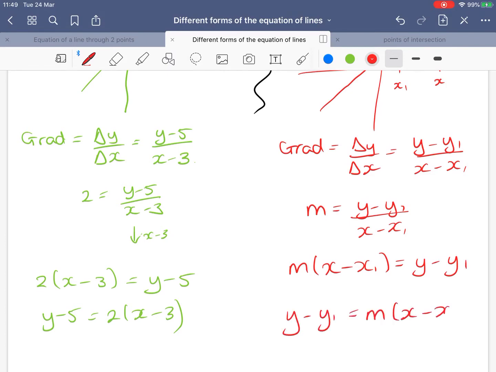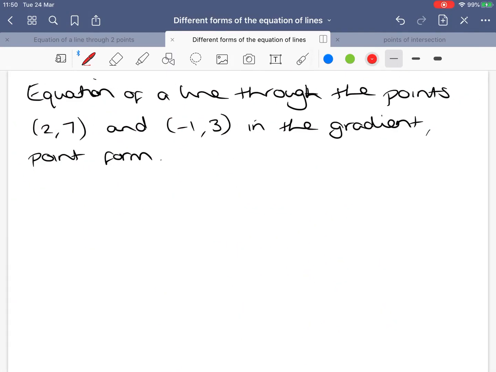So that is the equation of a line in the gradient point form, and you can just remember this equation and quote it. Okay, we're going to do this example together. We're going to write the equation of a line that goes through the points (2, 7) and (-1, 3) in the gradient point form.